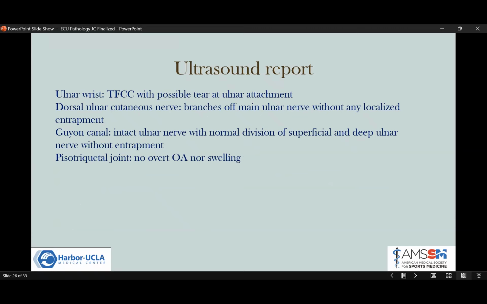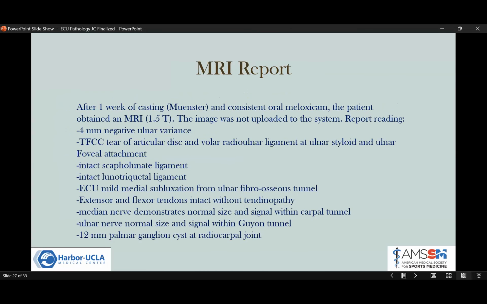I also looked at the pisotriquetral joint. There's no overt OA nor swelling. I didn't save a picture of that. I wasn't satisfied with the picture for the presentation, and so I didn't include that in the slide. I did include the results of the MRI report.